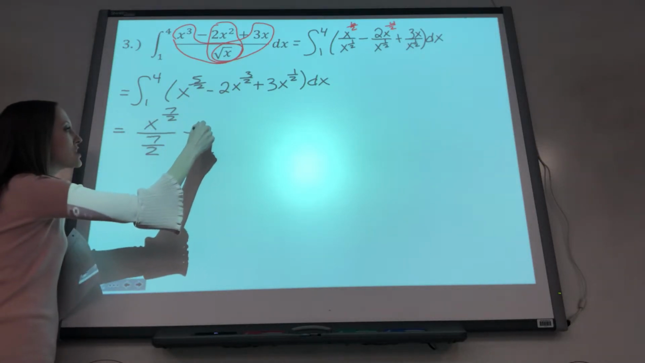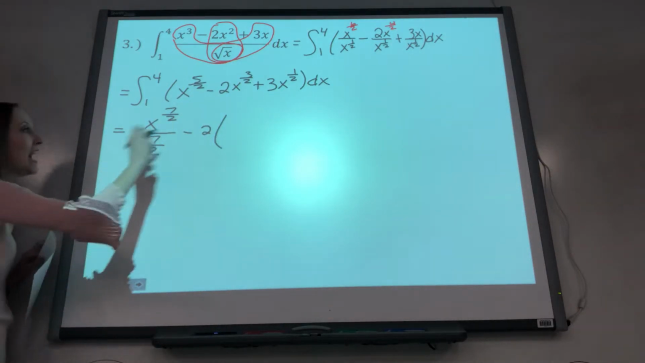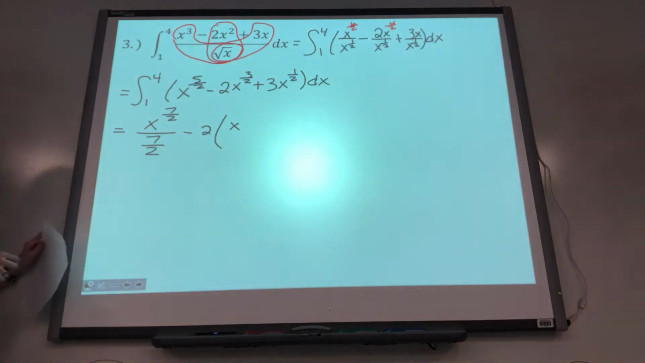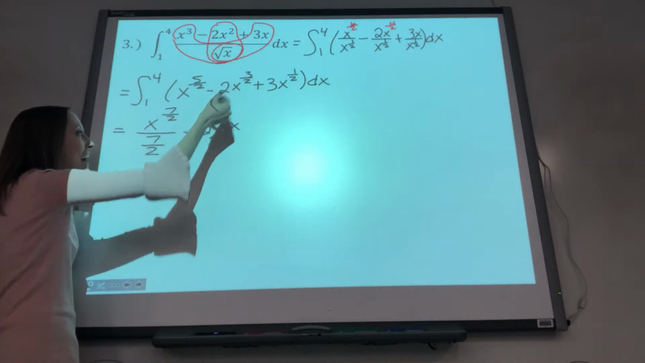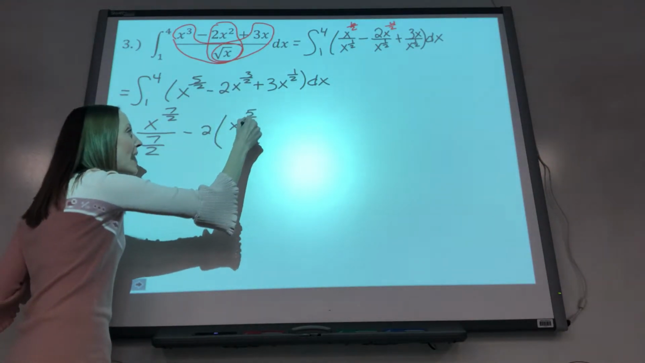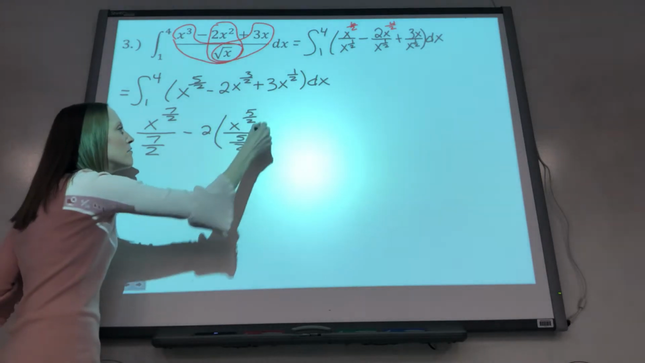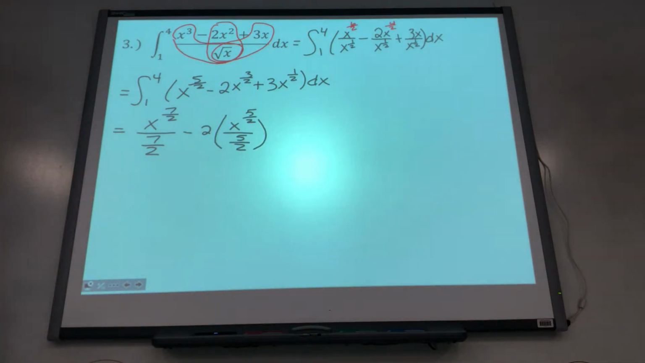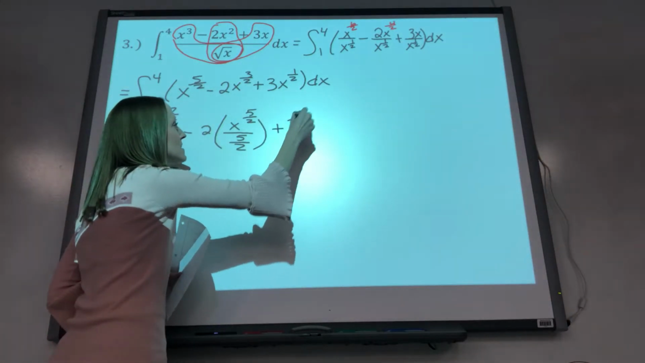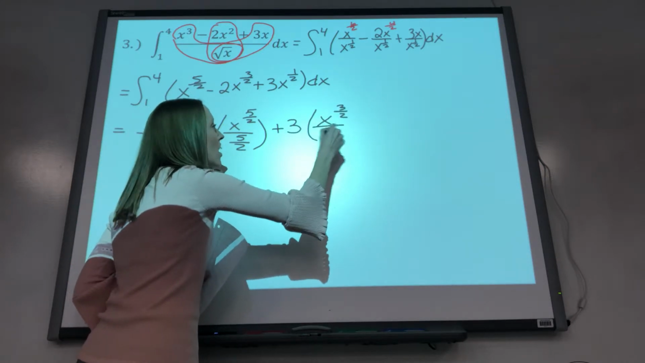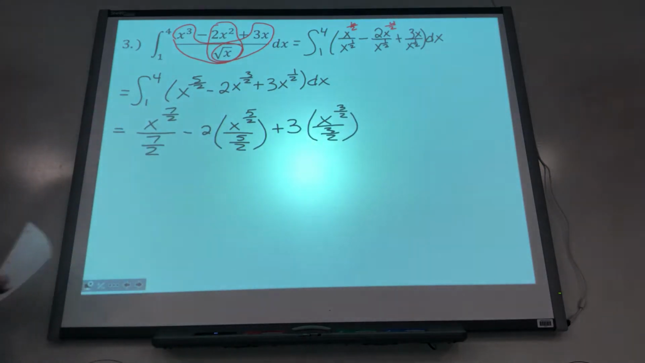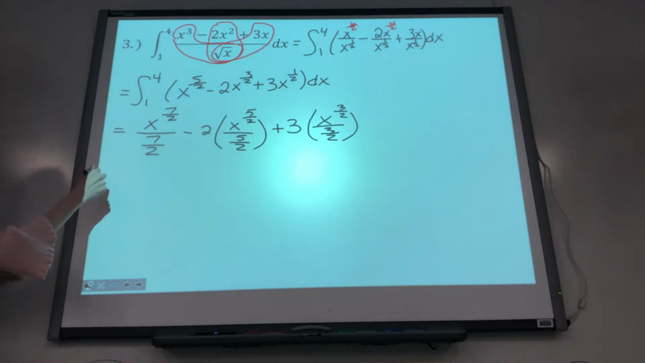Now subtract 2 times, I'm going to just put that 2 out front for a second. If I add 1 to a 3/2, it's like adding a 2/2, which makes it 5/2. I'll try to make all that look a little better in a second. And then plus 3 times x to the 3/2 over 3/2. So I added 2/2 to a 1/2. That's what gave me 3/2.